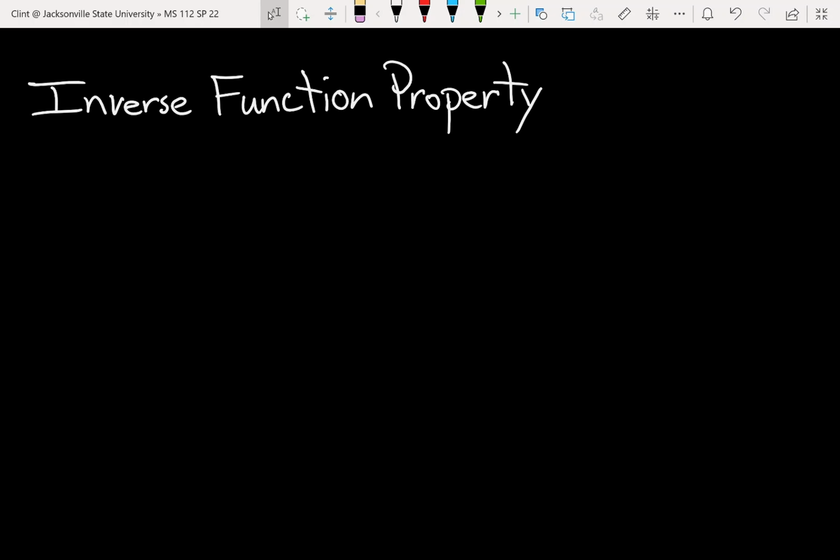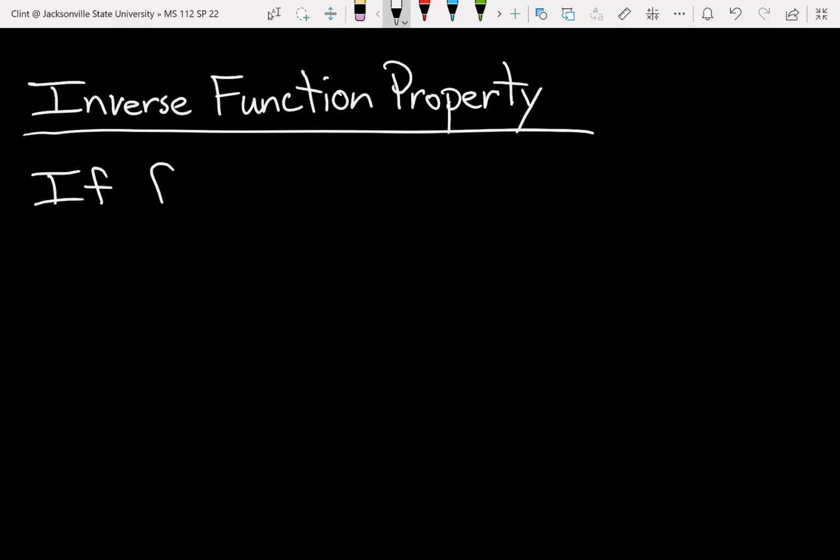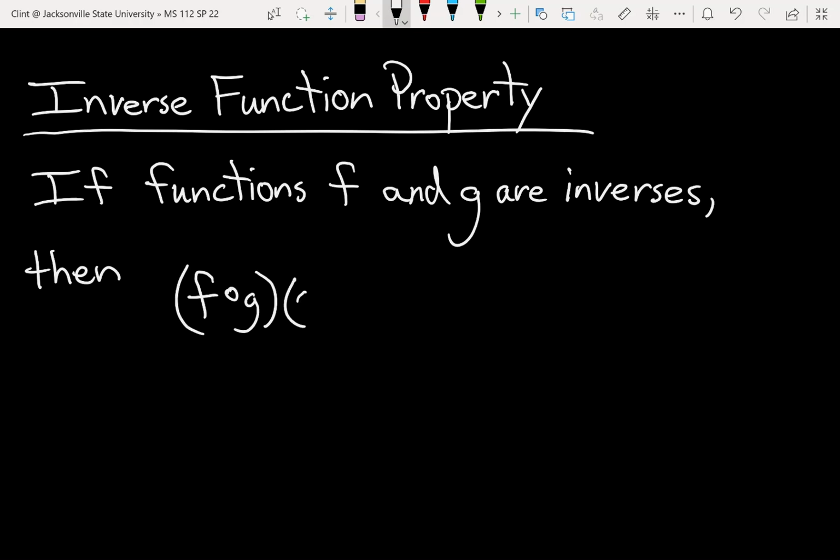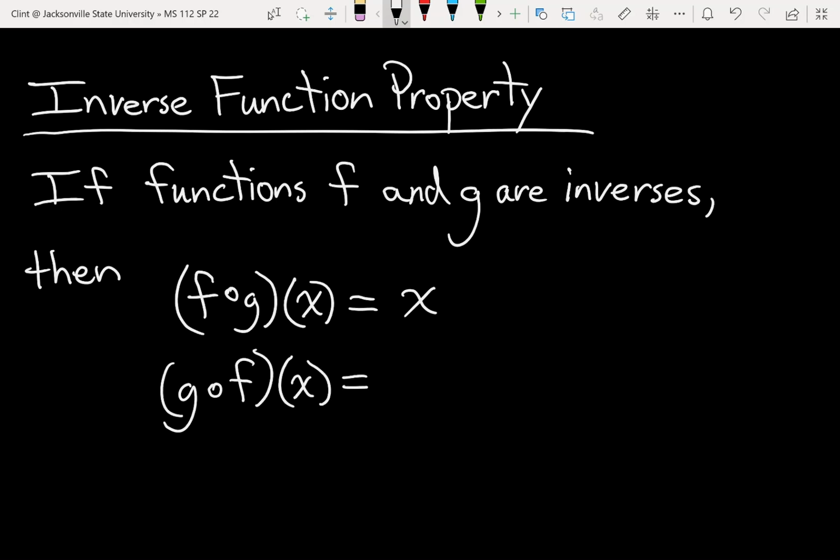There's another way we can check. If two functions, f and g, are inverses, then two things: f composed with g of x equals x, and g composed with f of x equals x.